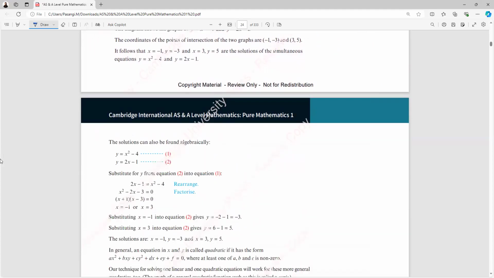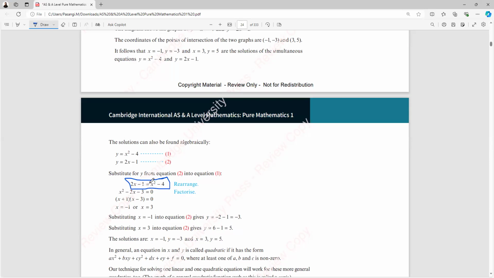What we can do is equate these two, because on the left hand side we have y, which is equal to x squared minus 4, and in the second equation we again have y equal to 2x minus 1. Both are the same, no? Because the left hand side is the same, we can equate these two together and then we have this equation.